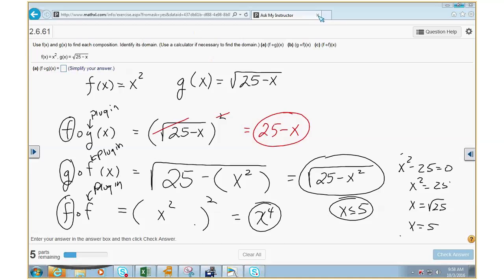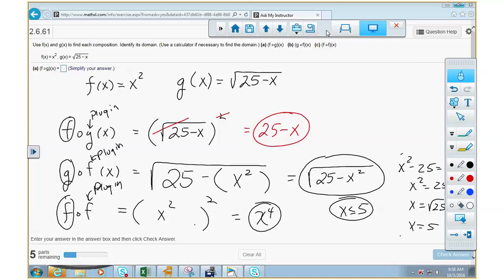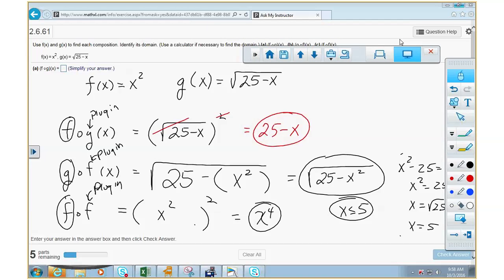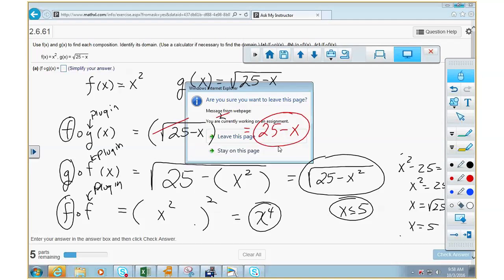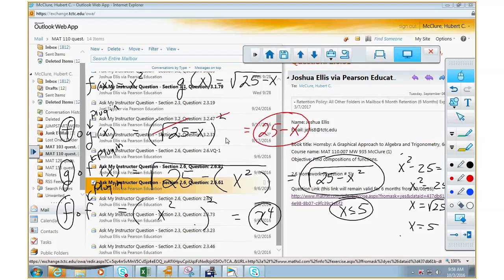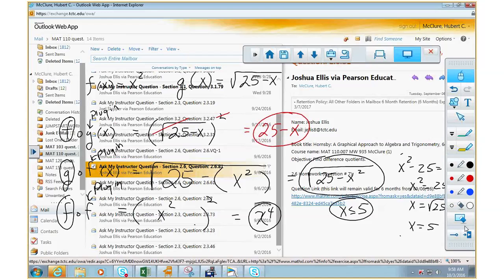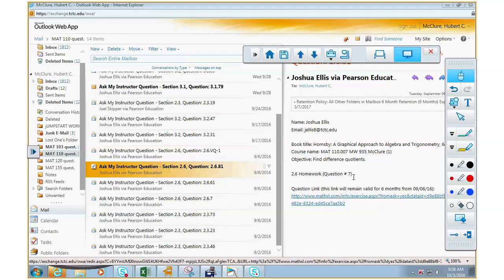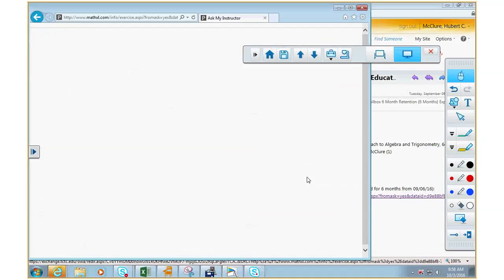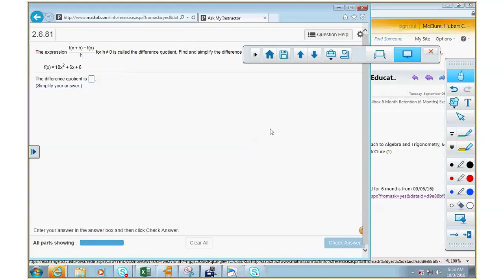All right. Next homework question. This is 2.681/7. Difference quotient.